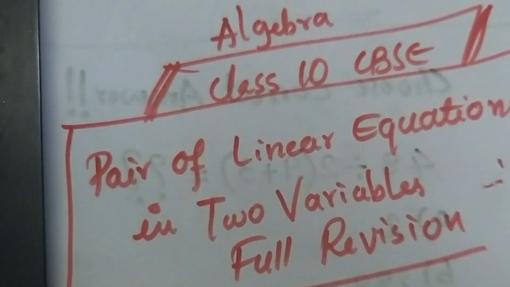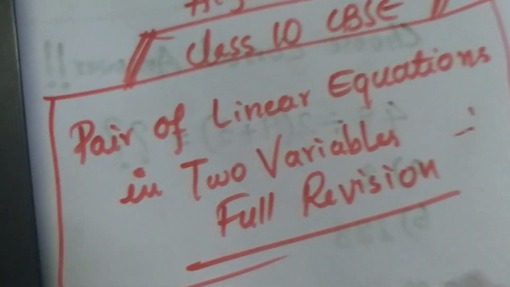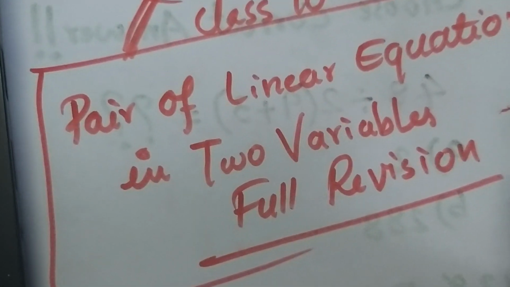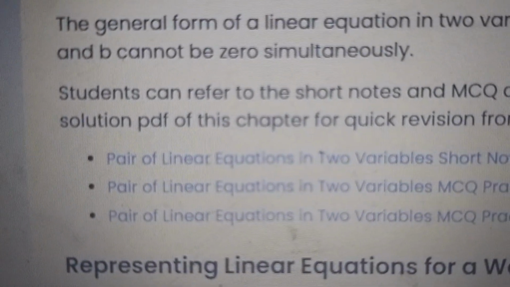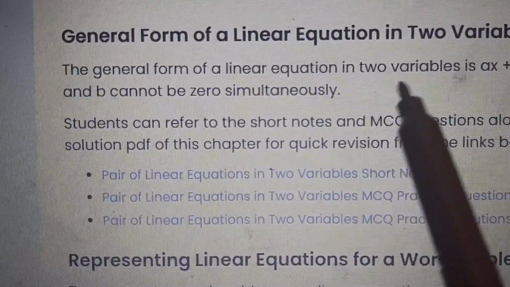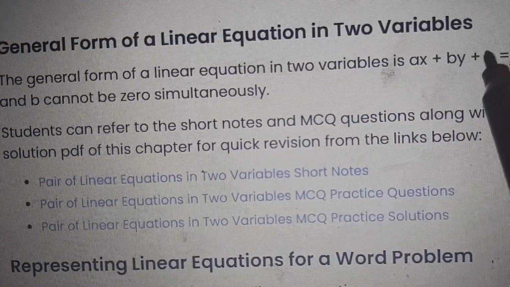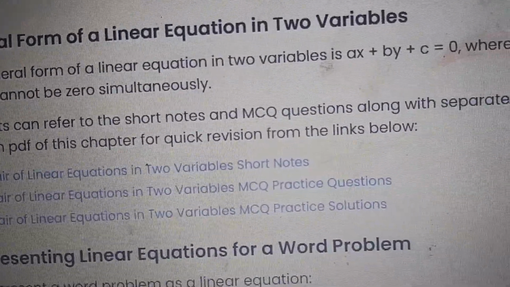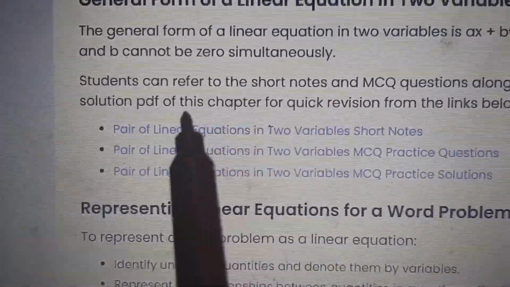Okay, see here children, what is the general form of linear equations in two variables? I am showing you on the screen. See here children, the general form of linear equation in two variables is ax plus by plus c equal to 0, where a and b cannot be 0 simultaneously.